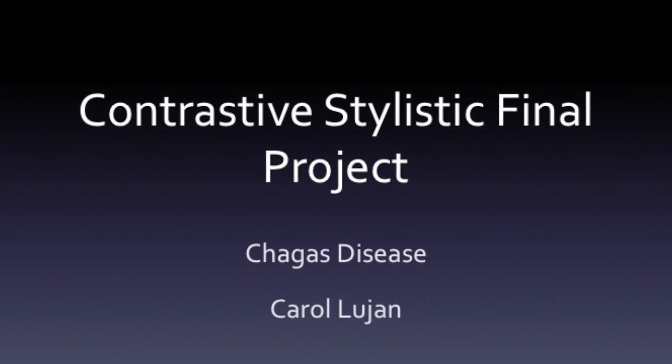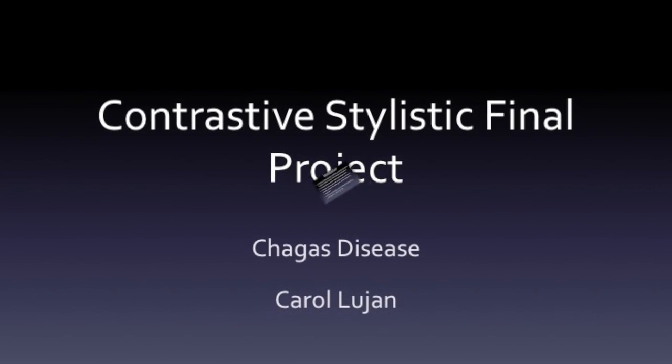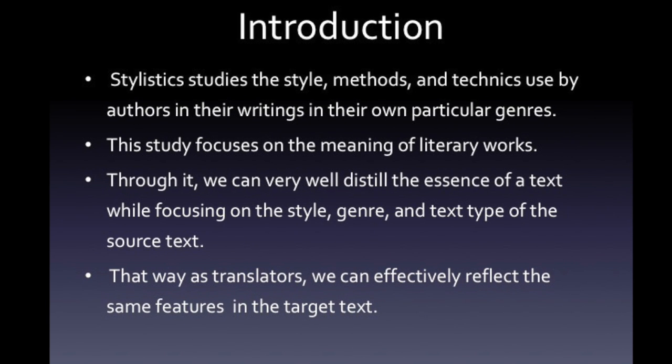Contrastive stylistic final project, Chagas Disease. There are four key factors when we talk about stylistics. It studies the style, methods, and techniques used by authors in their writings. It focuses on the meaning of literary works. Through it, we can distill the essence of a text while focusing on the style, genre, and text type. That way, when we translate, we can reflect those features in the translation.